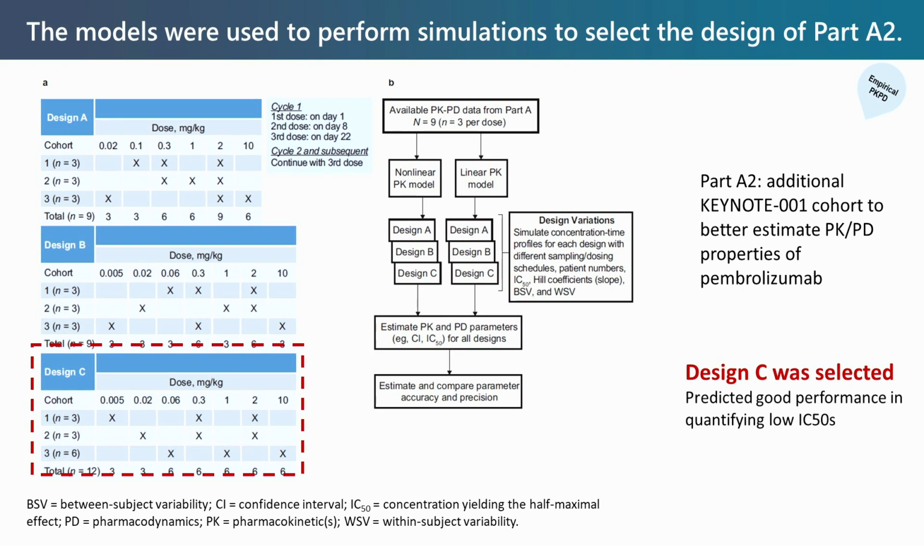Designs B and C, which had lower starting doses than Design A, performed similarly and were both predicted to have good performance in adequately quantifying low IC50 values. However, Design C was selected because it was considered to have the more symmetric design, and so Design C was used as the design for Part A2.